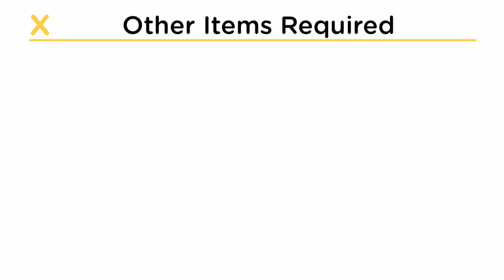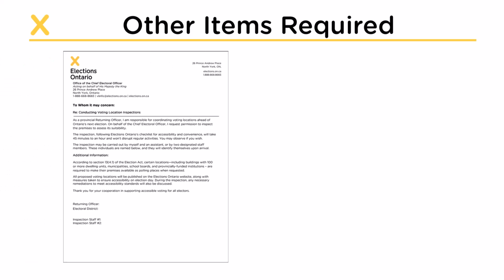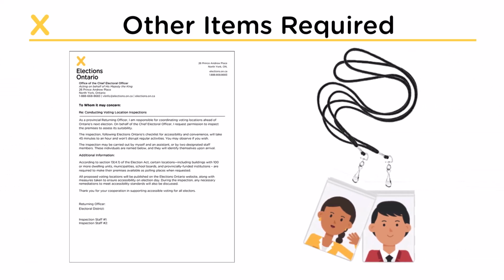Before inspecting a location, you'll also receive a voting location inspection letter and an Elections Ontario ID badge and holder. When you enter the location, present the letter to the receptionist, landlord, or site contact.